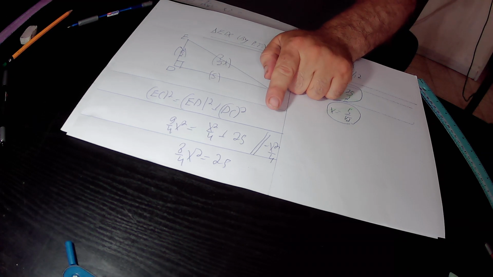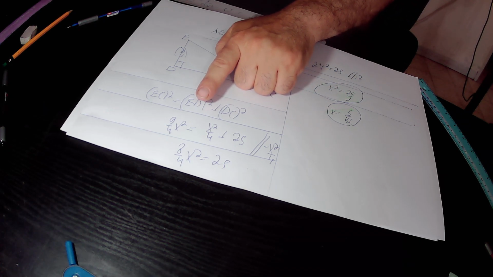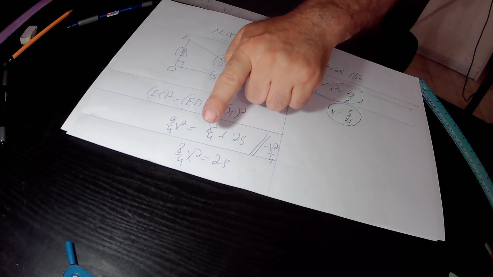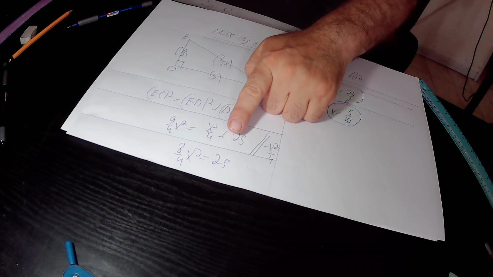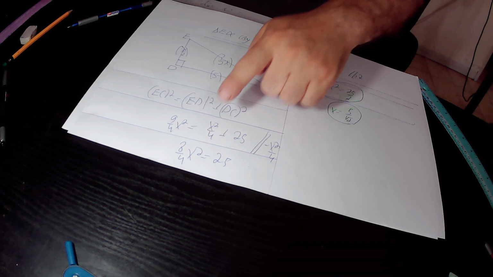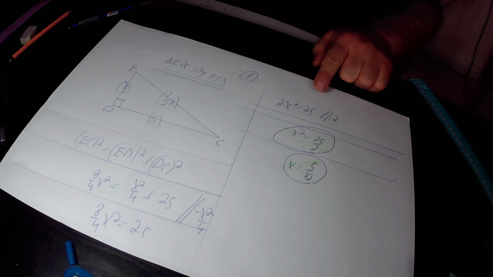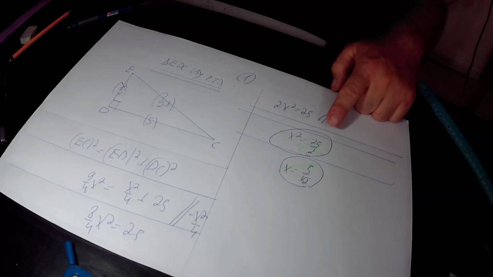So here we subtracted x squared over 4 from this equation, and found that 9 quarters x squared minus 1 quarter x squared equals 8 quarters x squared. So 8 quarters x squared equals 25. 8 over 4 is 2, so this expression equals 2x squared, and 2x squared equals 25. Here we divided this equation by 2, and found that x squared equals 25 over 2.